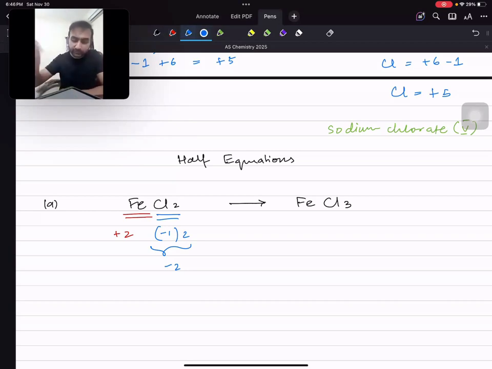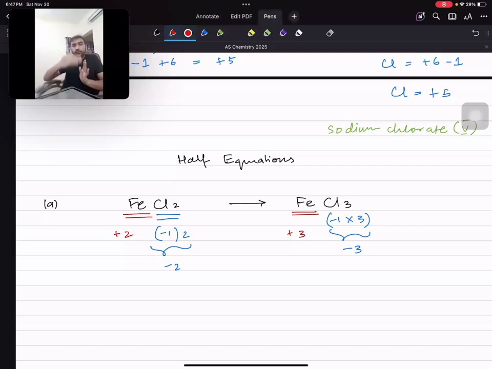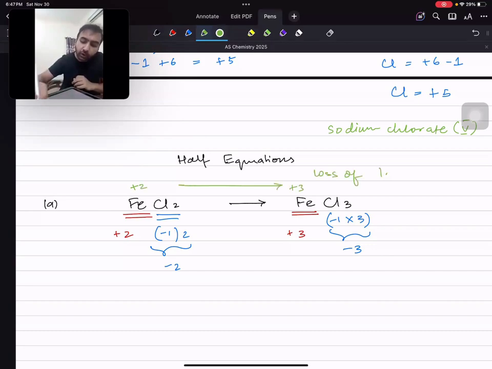When I look at the product side, the product has chloride, but 3 of them, so that is minus 3. A single iron ion is electrically cancelling the 3 chlorides, which means the iron has to be plus 3. The oxidation state of iron is changing from plus 2 to plus 3. This means that iron was plus 2 earlier, now it's plus 3, and that is a loss of 1 electron. So that is oxidation of iron to ions.